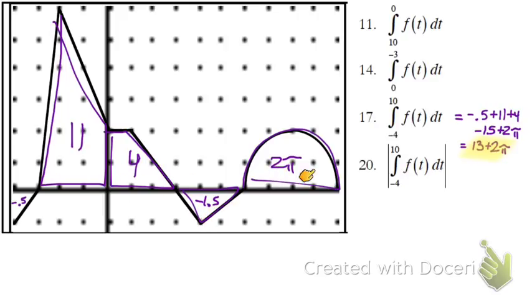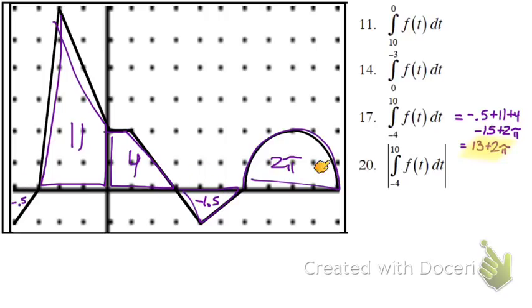And last but not least, for number 20, again, we talked about how the absolute value bars on the previous example were inside the function. If this was the same type of example where the absolute value bars were inside the function, we would have taken this little negative 1/2 piece and flipped it above the x-axis, then taken this little negative 1.5 piece and flipped it above the x-axis and added them all together.